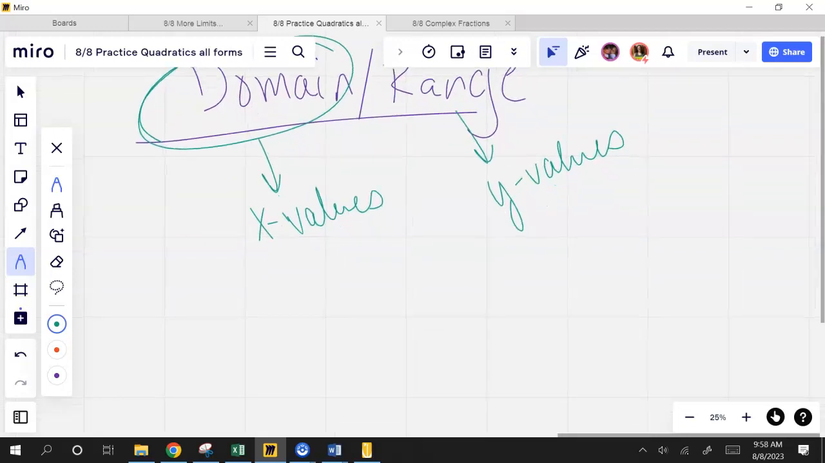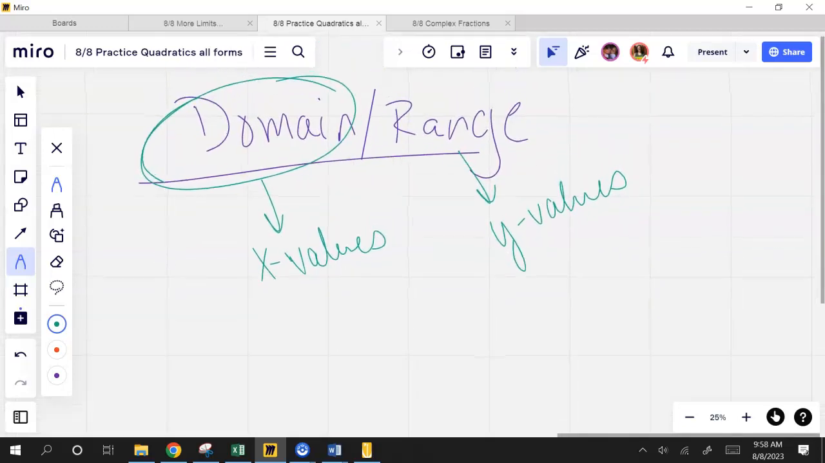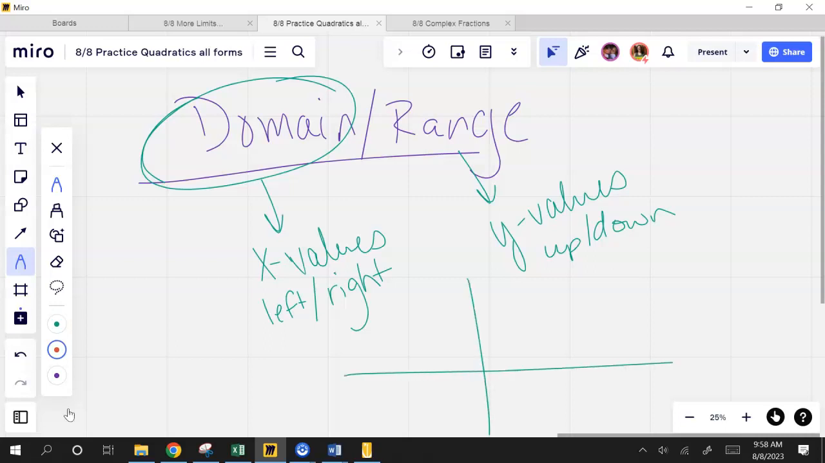So if I look at just, and I guess I'll say this here, X values, if you're looking on a graph, we're talking about left to right. If I'm talking about Y values, then I'm talking about up and down. Okay. So if I looked at a basic parabola, and I'm gonna put this one here like this.